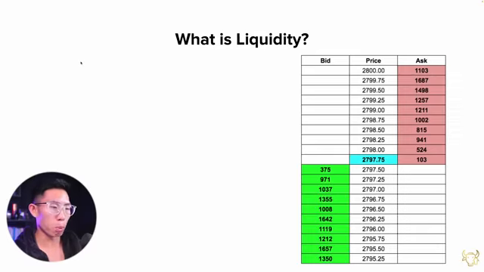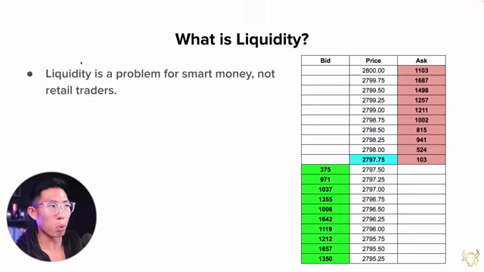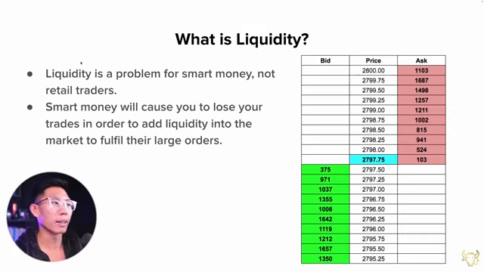Now, liquidity is not a problem for retail traders like us because we are not trading with a large sum of money. However, it is a problem for the big financial institutions because they are trading with millions and millions of dollars. If they want to buy EUR/USD with $1 million, they need to look for someone who is willing to sell $1 million worth of EUR/USD to them, which is extremely rare. Therefore, they need a large amount of liquidity in the market in order to place large orders.